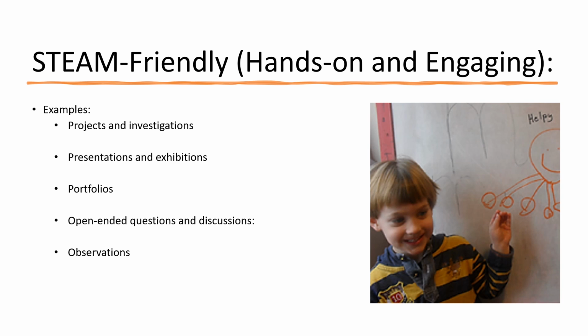Portfolios are another method. Here, students collect their work over time, reflecting their progress and growth. Open-ended questions and discussions are another method. Here, students engage in dialogues that promote deeper understanding and multiple perspectives. Observations are another method of evaluating STEAM-friendly learners. Teachers observe students during activities, assessing their engagement, collaboration, and problem-solving approaches.